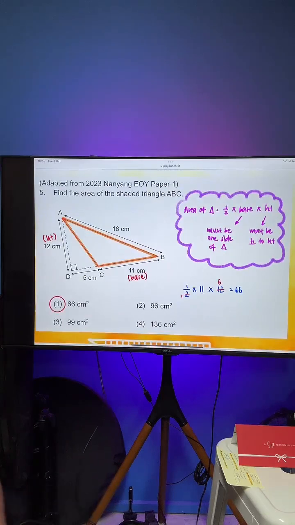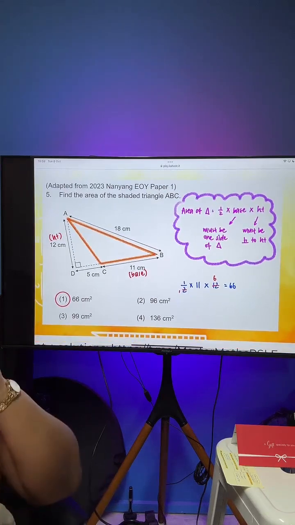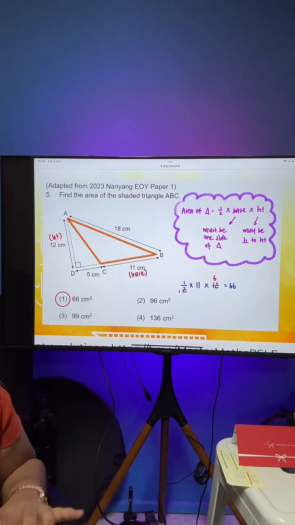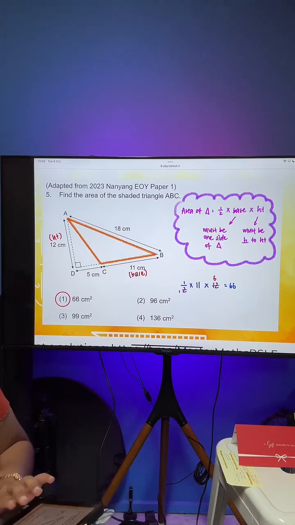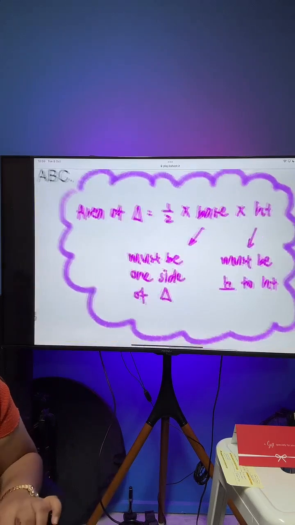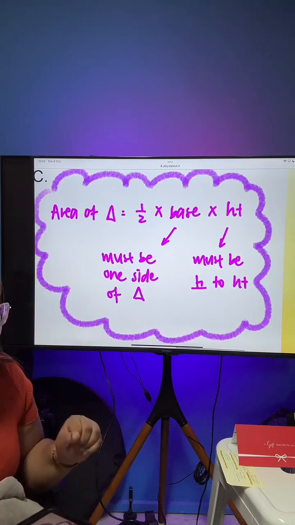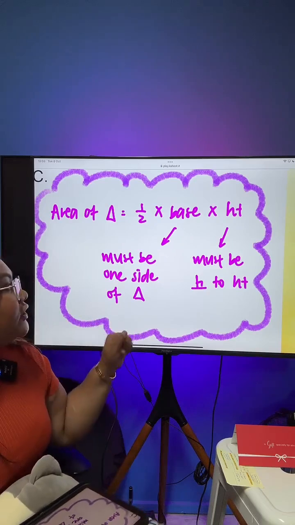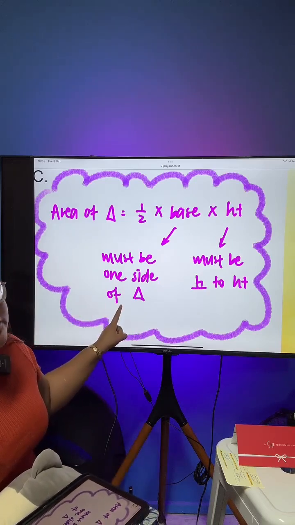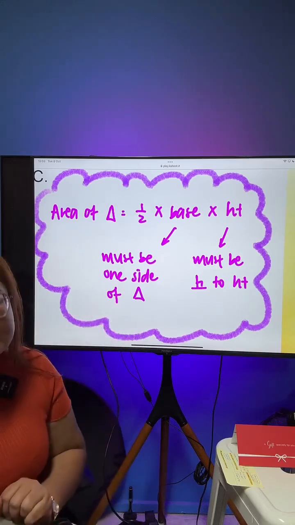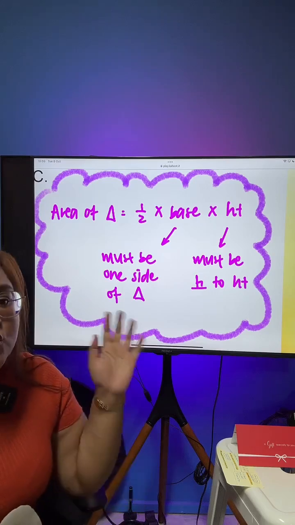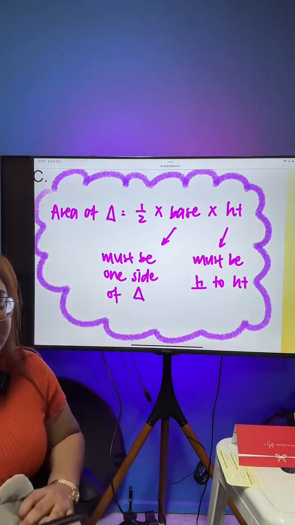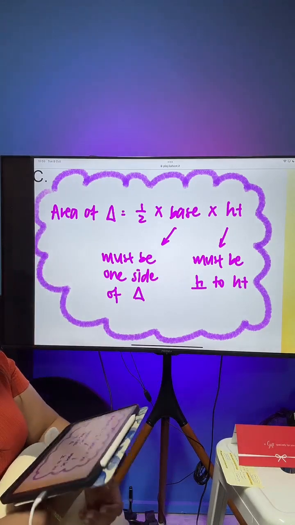This is taken or rather adapted from the 2023 Nanyang End of Year Paper 1. How do we solve for the area of triangle ABC? First of all, you need to remember your triangle formula, half times base times height. Secondly, you need to remember the 2 conditions that you need in order to apply the formula. The first condition is for the base. It must be one side of the triangle, which means you cannot have dotted lines for the base, okay? You cannot have dotted lines for the base.